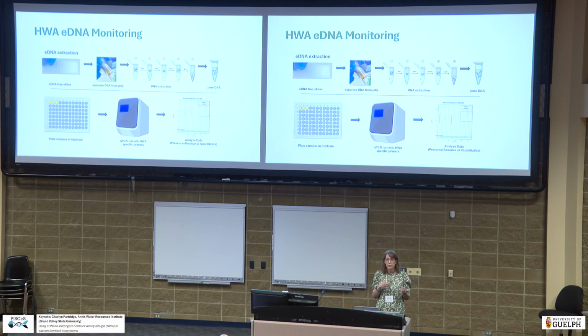We bring the slides back to the lab, and we scrape off the petroleum jelly into a tube. We do a series of heating and centrifugation steps to separate out the material from the petroleum jelly. Then we take that material, extract the DNA out of it, and test it using qPCR. Each sample is run in triplicate, and all of those triplicates have to come back positive for us to actually call something a detect.